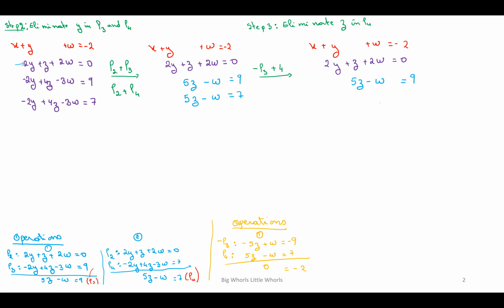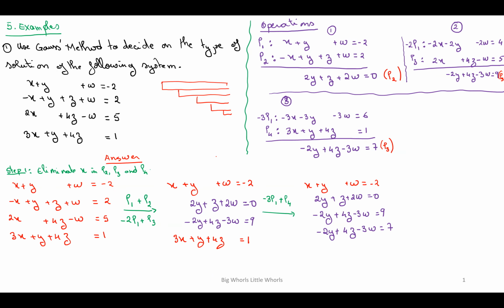We haven't done anything to row 3. So we have 0 equals minus 2. And here we have the echelon form. As you can see, we start with the original system, and now we have the echelon form. This is what we call the echelon form.